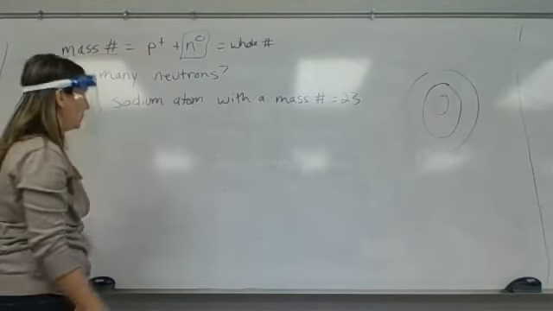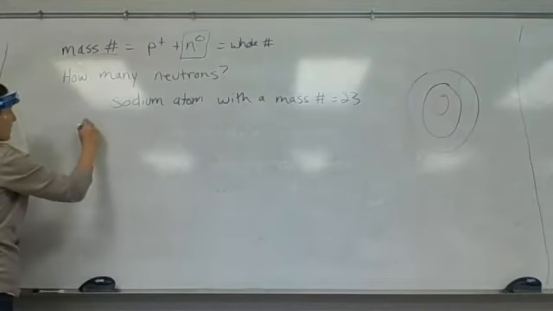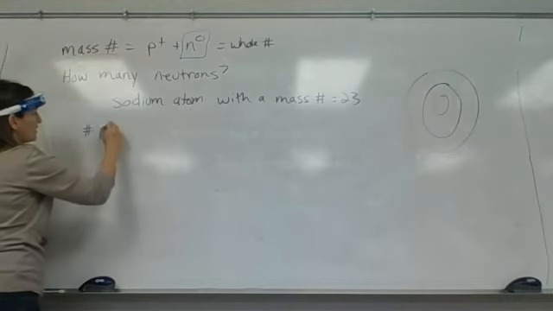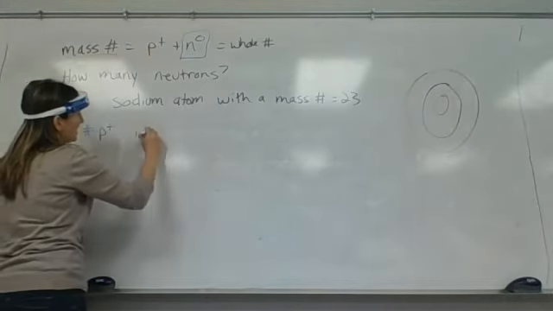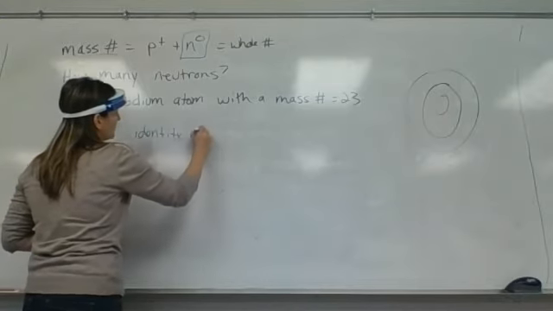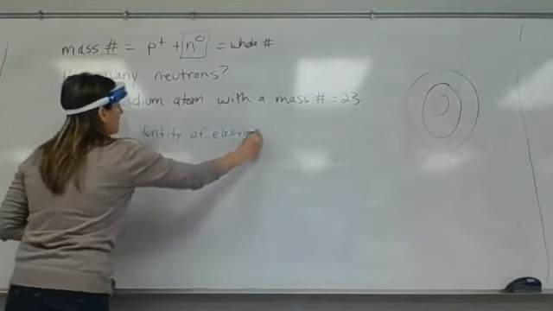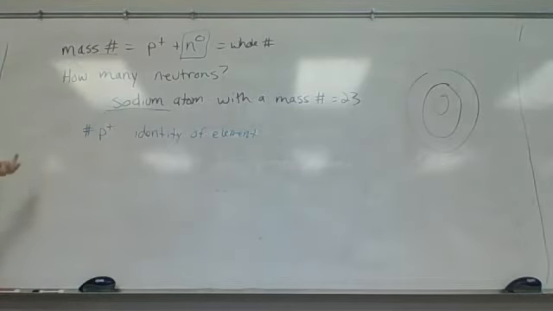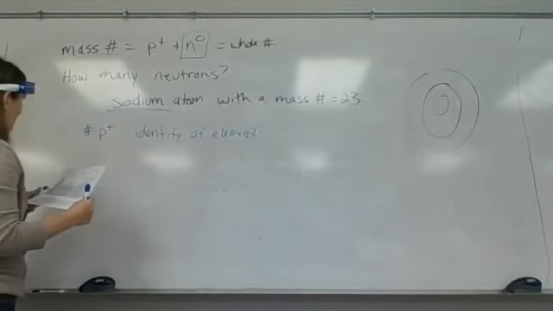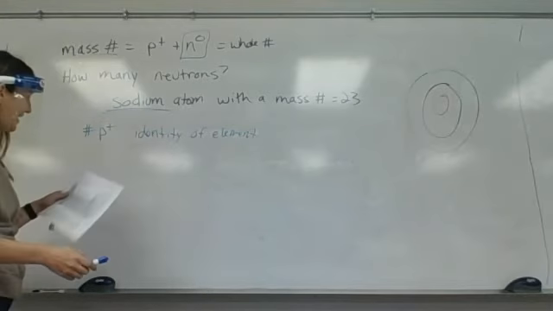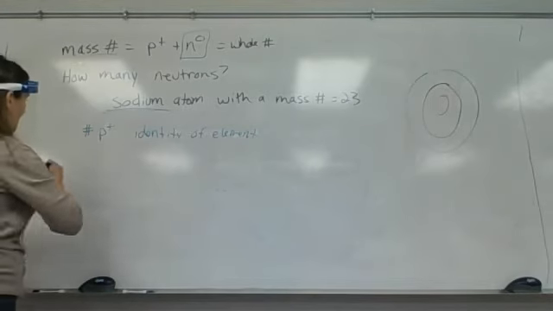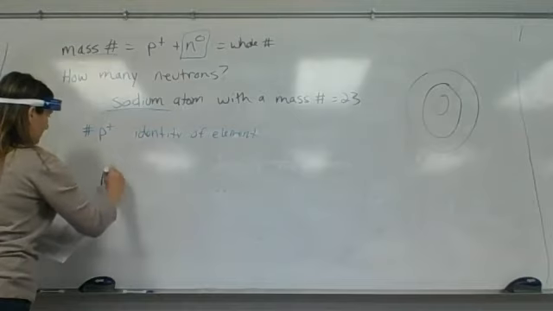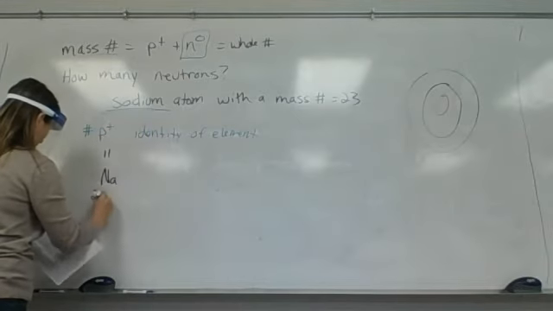So how do we figure out the number of protons? Remember, the number of protons tells us the identity of the element. They didn't give us the number of protons, but they did give us the identity of the element. It's sodium. So find sodium on your periodic table. It's a little hard to find because Na is its symbol. So sodium is number 11. It looks like this on the periodic table.